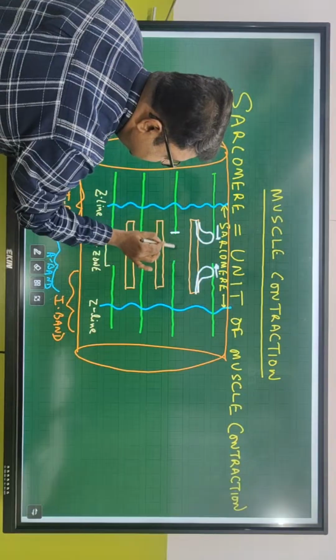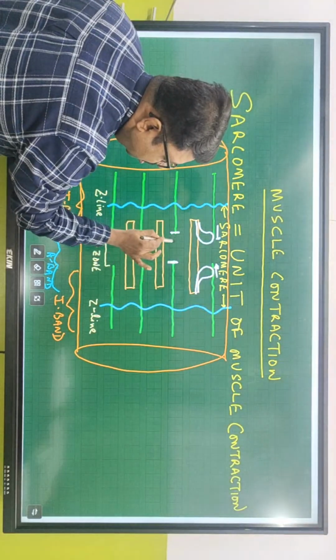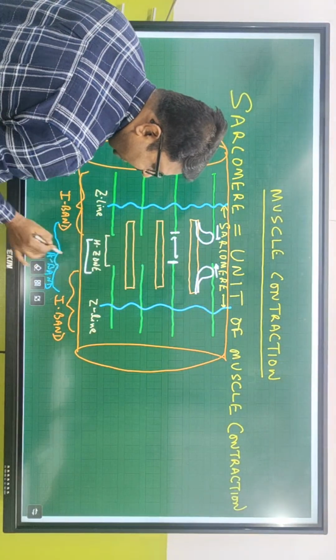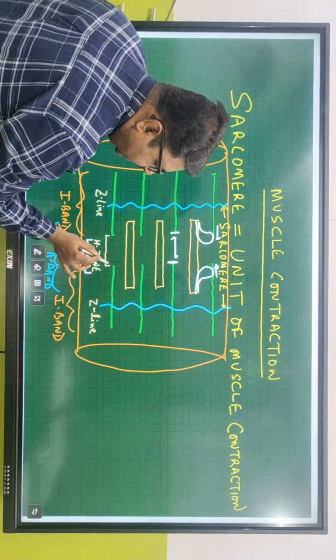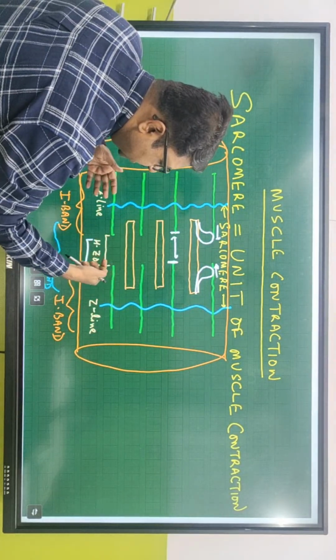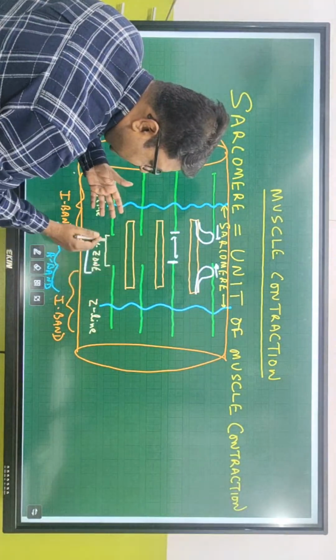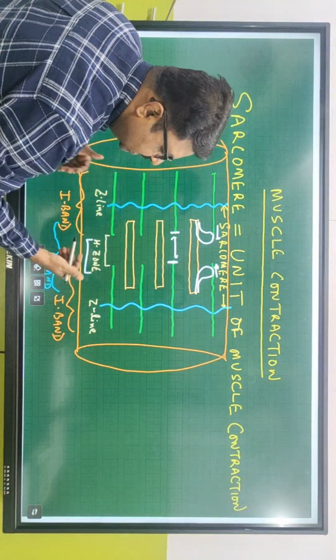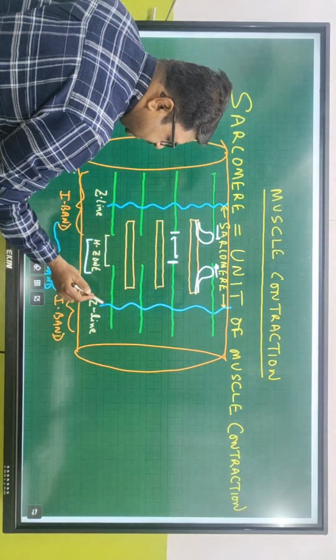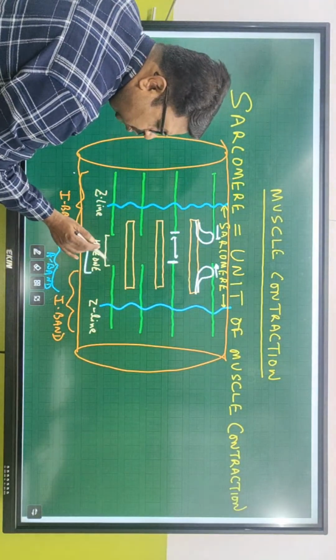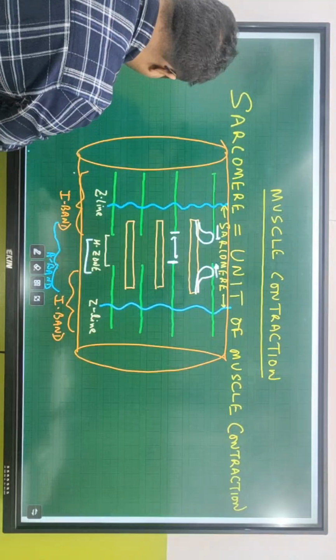The gap between these two actin filaments is called the H zone. And what happens during contraction? The gap of the H zone diminishes, the H zone decreases. So the gap between two Z lines decreases, and the H zone decreases. That's what happens during muscle contraction.